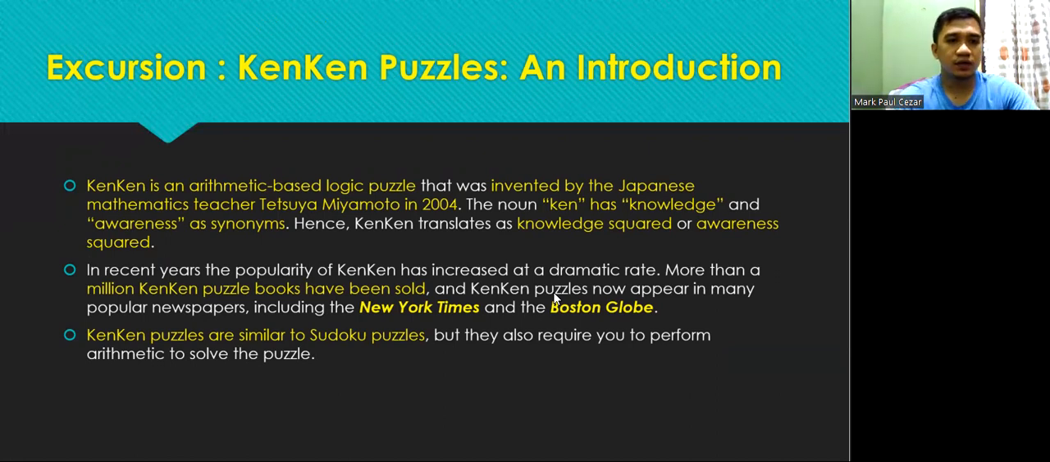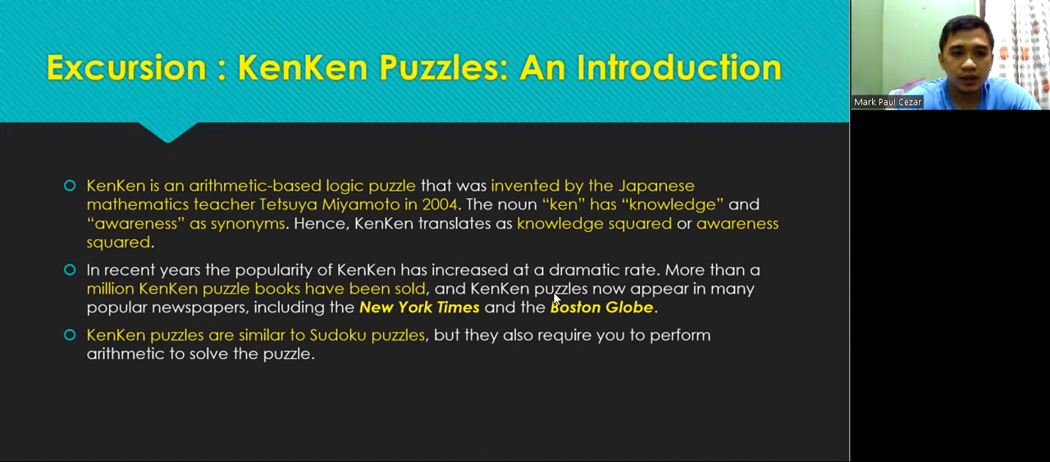So next we have this excursion, the KENKEN puzzles. KENKEN is an arithmetic based logic puzzle that was invented by the Japanese mathematics teacher Tetsuya Miyamoto in 2004. The noun Ken has knowledge and awareness as synonyms. Hence, KENKEN translates as knowledge squared or awareness squared.